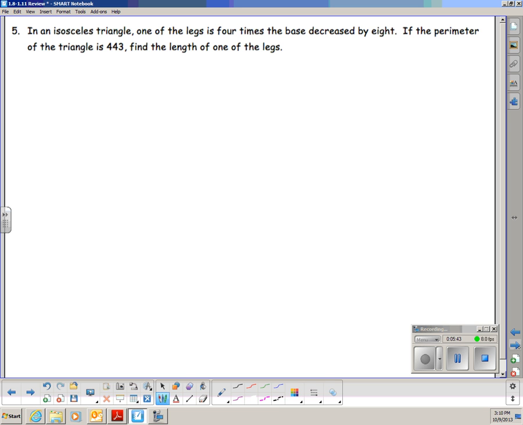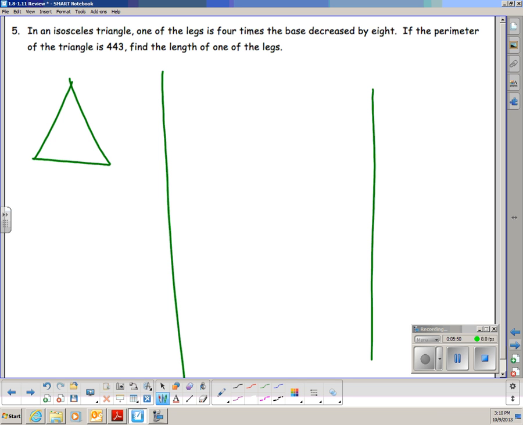Next up, in an isosceles triangle. Boom, guess what? I'm drawing an isosceles triangle. Here it is. Isosceles has 2 equal sides and 1 unequal side. The 2 equal sides are called the legs. One of the legs is 4 times the base decreased by 8.